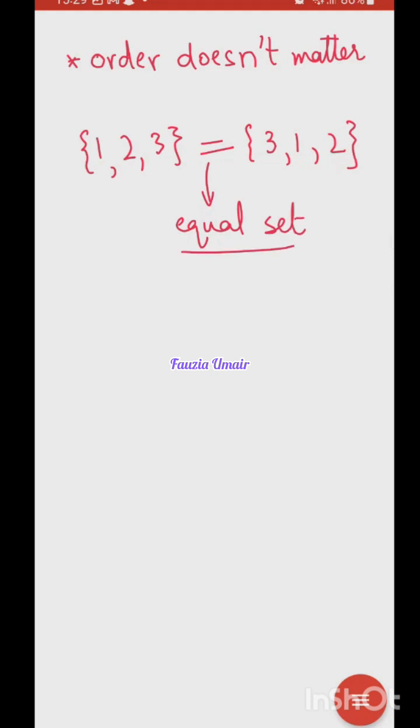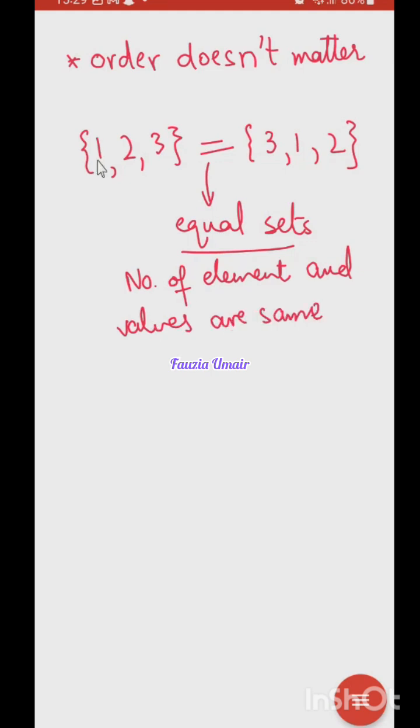Can you help me define, I gave you an example, what equal sets are, when two sets are equal? When the number of elements is the same and the values of the elements are the same. The numbers are also the same. Both sets have 3 elements and the elements themselves are the same. There is 1 here also, 3 here also, 2 here also. So equal sets are those sets when the number and the values are both the same.